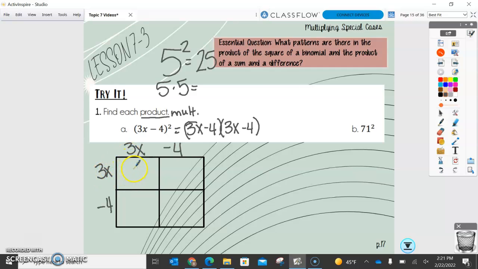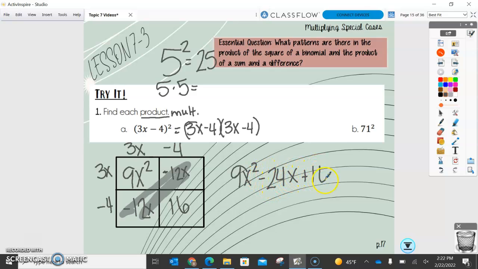3 times 3 is 9. Be careful you don't add there. Sometimes we get confused, and we're always multiplying our length times our width. X times x makes x squared. Negative 4 times 3x is a negative 12x. Negative 4 times negative 4 is a positive 16. And a negative 4 times a positive 3x is a negative 12x. Now you might notice here that in our center we have negative 12x and negative 12x. Together, continuing to be negative, we'll have our 9x squared minus 24x plus 16.